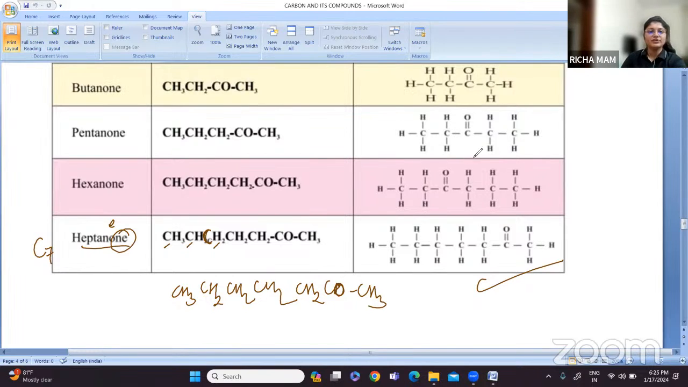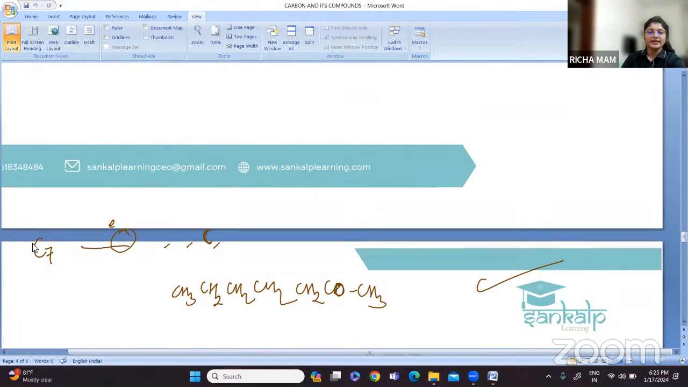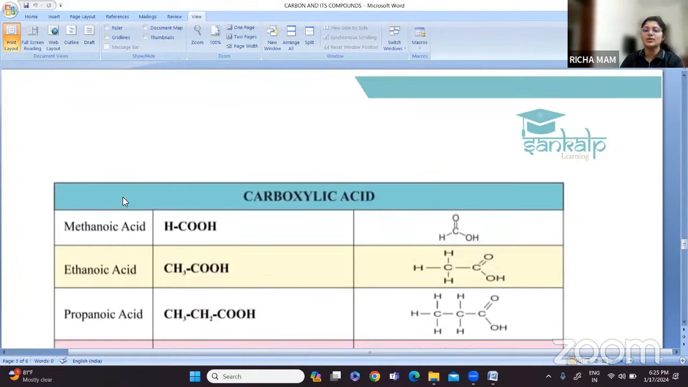Fine. Moving forward. We have seen the different compounds and their groups. Next set of series we are going to see is carboxylic acid. This is also an important functional group, carboxylic acid. It is given as C double bond O OH. The prefix remains the same.